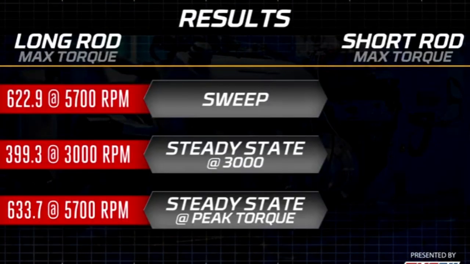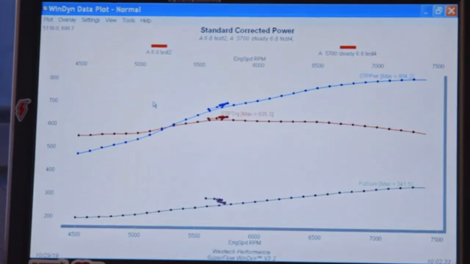Our conclusion there is at 5,700 RPM steady state, our average torque is 633.7 pound-feet. Now, if we look at a curve versus what it made at steady state, we're going to see a little bit of a difference. See, 633 is more torque than it made anywhere.